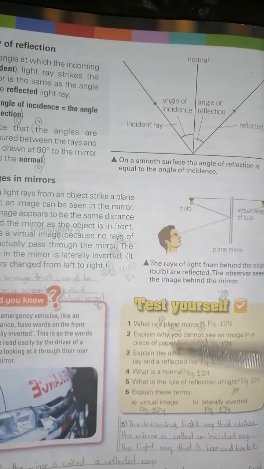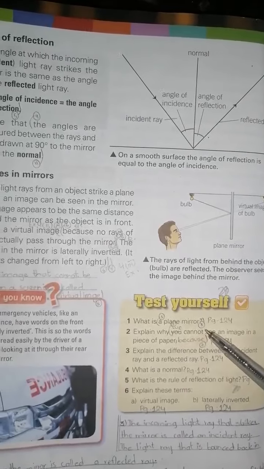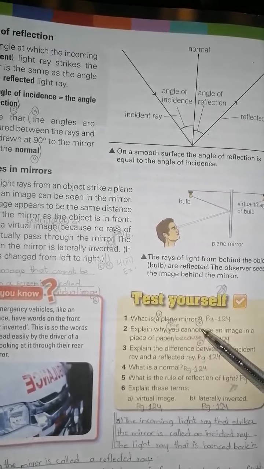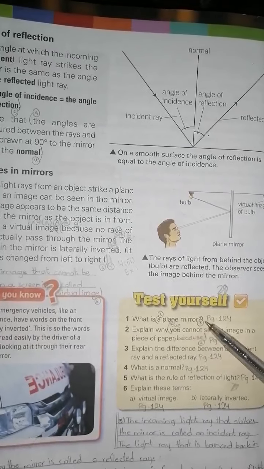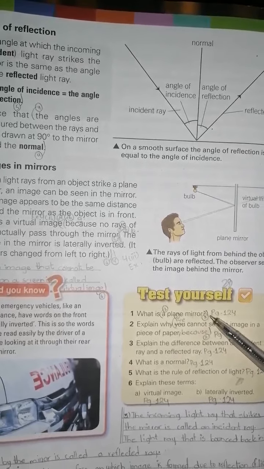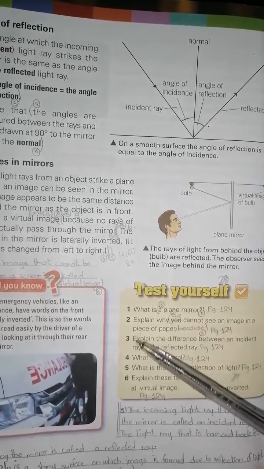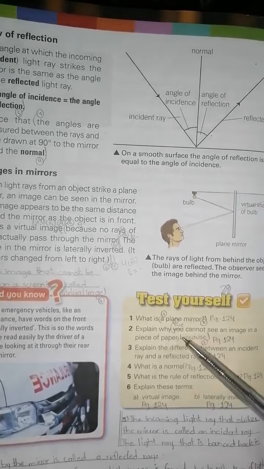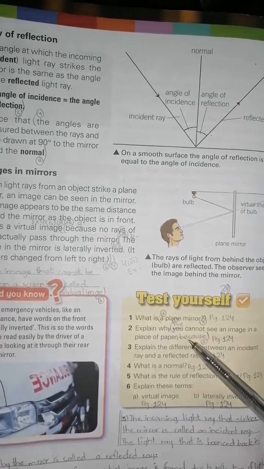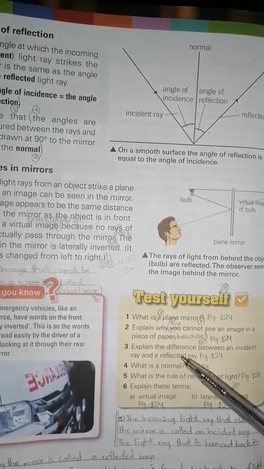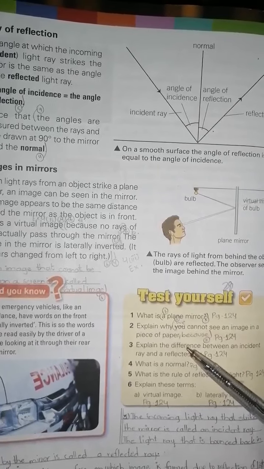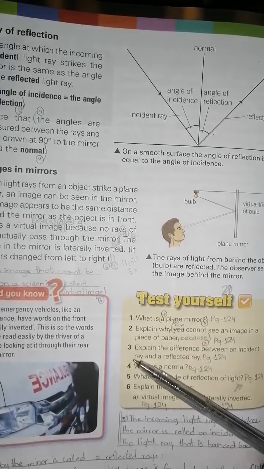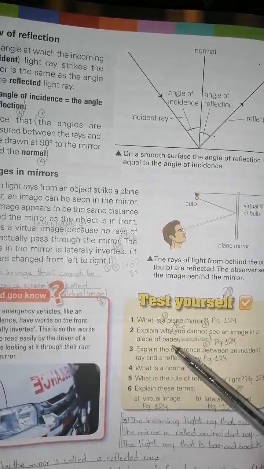Question number 1, what is a plane mirror? Beta, its answer is that a plane mirror is a flat, shiny surface on which an image is formed as a result of reflection of light. Question number 2, explain why you cannot see an image in a piece of paper. We can't see an image in a piece of paper because a piece of paper is a rough surface and it cannot reflect the light in a regular way. The light reflected by it is diffused.